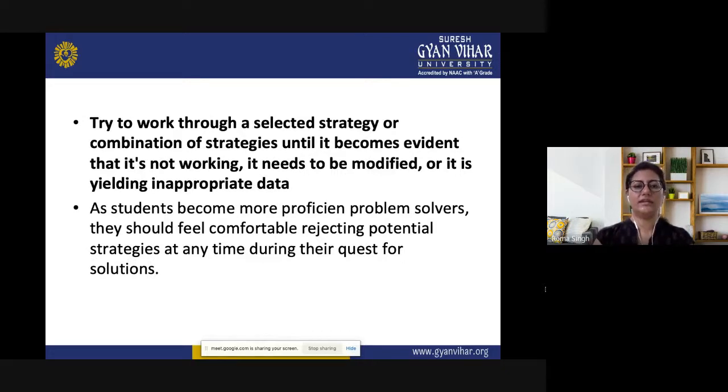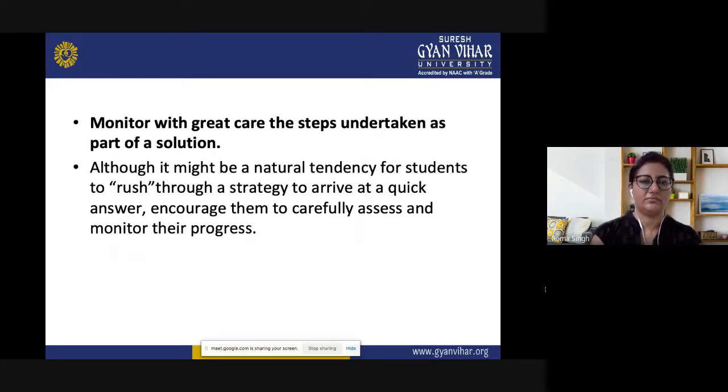Try to work through a selected strategy or combination of strategies until it becomes evident that it's not working. So you have to go through trial and error methods, to find out whether they need to be modified or are yielding inappropriate data. As students become more proficient problem solvers, they should feel comfortable rejecting potential strategies at any time during their quest for solutions. So till now, after doing this kind of exercises, they will know what is right and what is wrong, and how they can reject which is not appropriate.